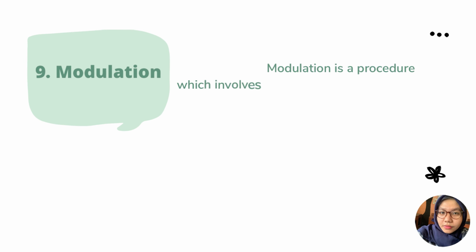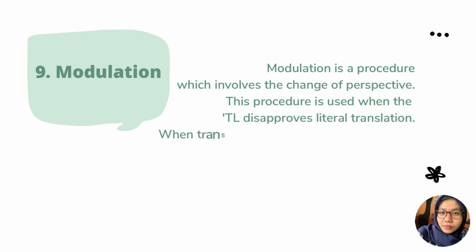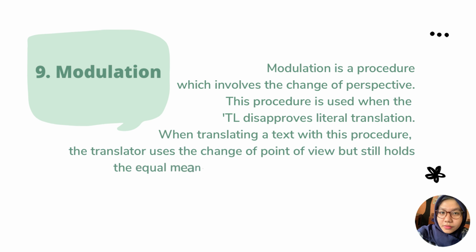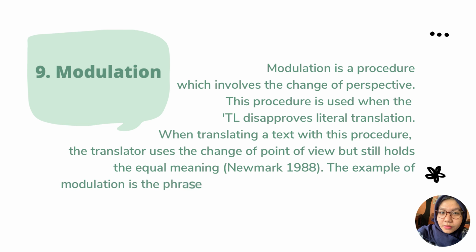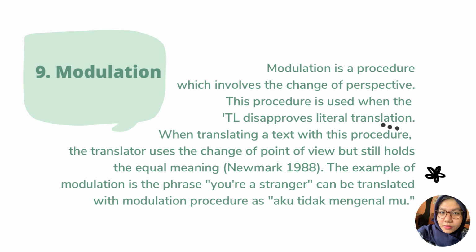9. Modulation. Modulation is a procedure which involves the change of perspective. This procedure is used when the TL disapproves of literal translation. When translating a text with this procedure, the translation changes the point of view but still holds the actual meaning. An example of modulation is the phrase "you're a stranger", which can be translated with the modulation procedure as "aku tidak mengenalmu".